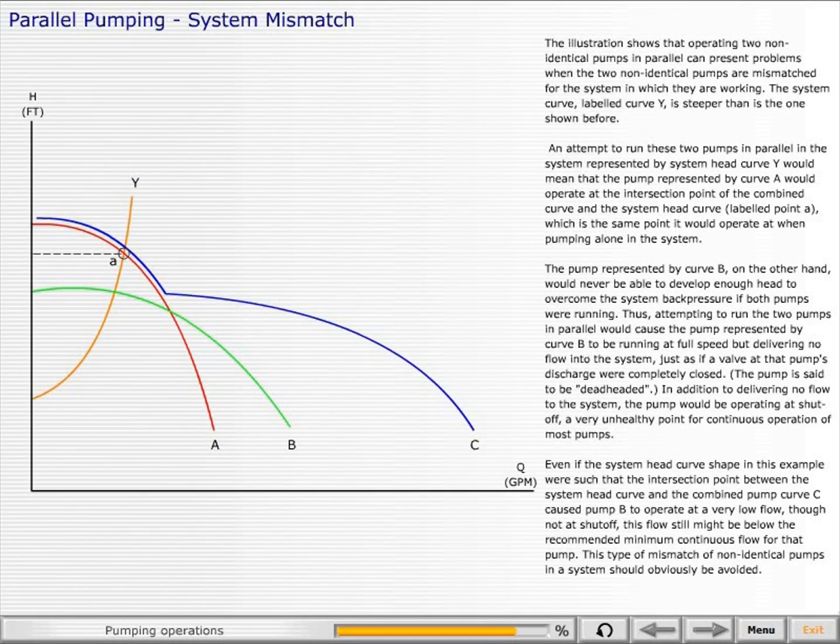The illustration shows that operating two non-identical pumps in parallel can present problems when the two non-identical pumps are mismatched for the system in which they're working. The system curve, labeled curve Y, is steeper than the one shown before. An attempt to run these two pumps in parallel in the system represented by system head curve Y would mean that the pump represented by curve A would operate at the intersection point of the combined curve and the system head curve, labeled point A, which is the same point it would operate at when pumping alone in the system.